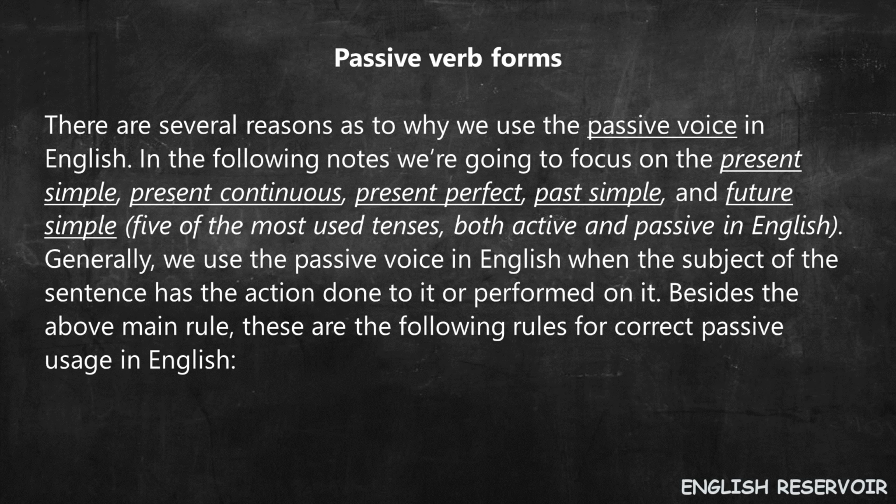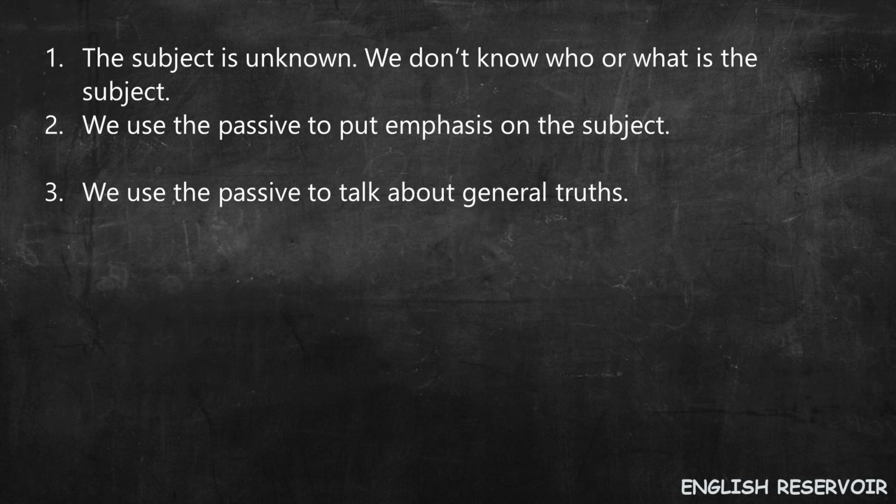Generally, we use the passive voice in English when the subject of the sentence has the action done to it or performed on it. Besides the above, a main rule, these are the following rules for the correct passive usage in English. 1. The subject is unknown. We don't know who or what is the subject.